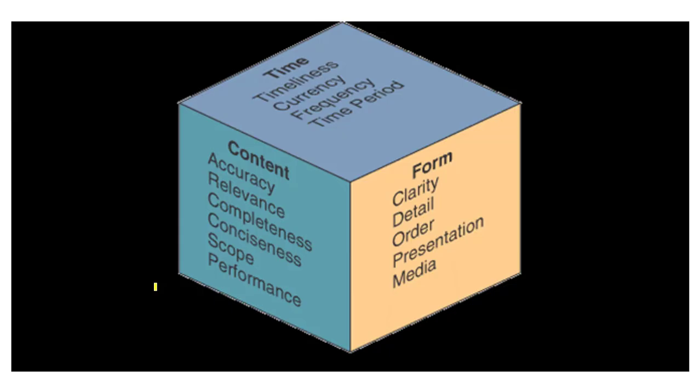So let us see what the different attributes are in terms of time. The first one here, we have timeliness, currency, third one, frequency, and then lastly, time period. In the context of content, the first attribute is accuracy. Next, relevance, completeness, conciseness, scope, and lastly, we have performance. In the form, we have the following attributes. We have clarity, detail, order, presentation, and media.